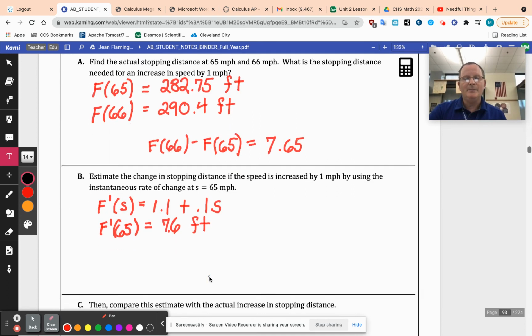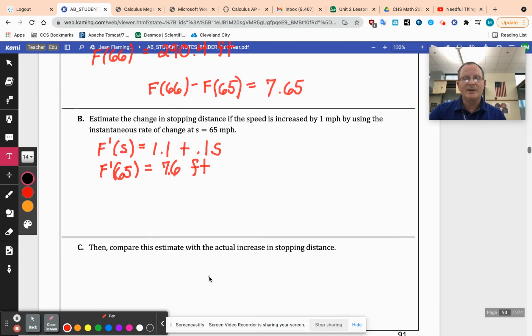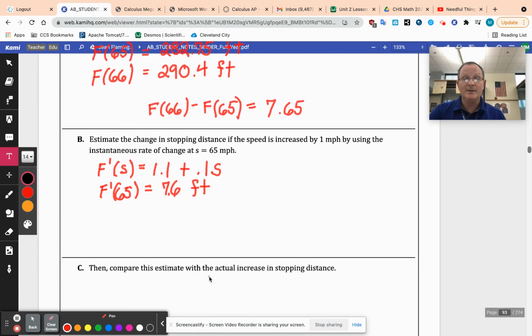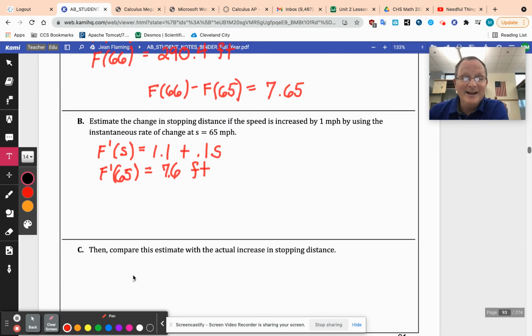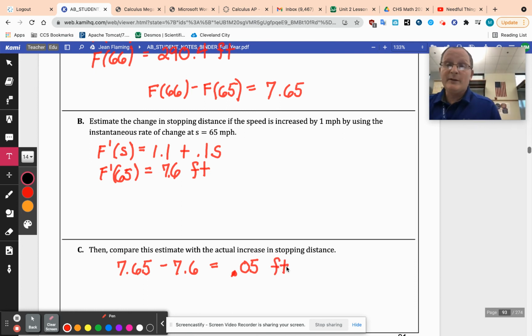Okay, so then part C then says, all right, compare this to the actual increase. All right, so the difference is very small. So it is that the difference is 0.05 feet is the difference between those two. All right, so again, a very, very small amount as far as the difference goes.